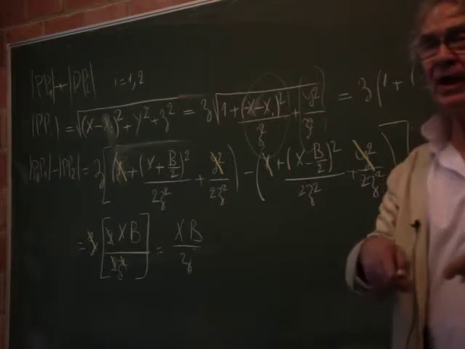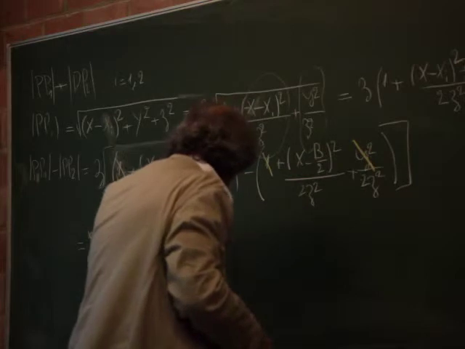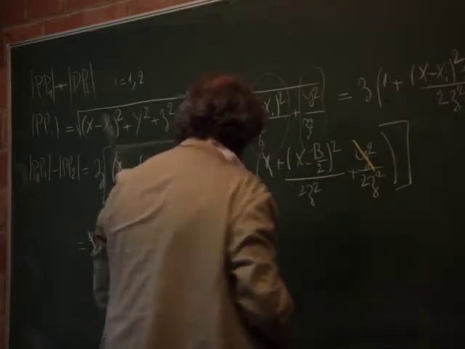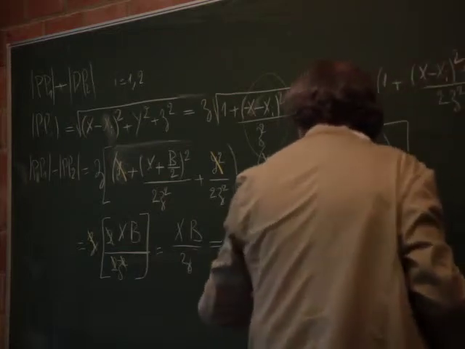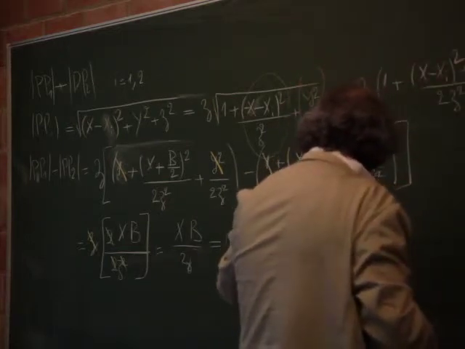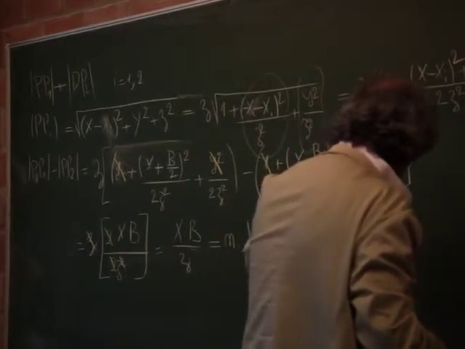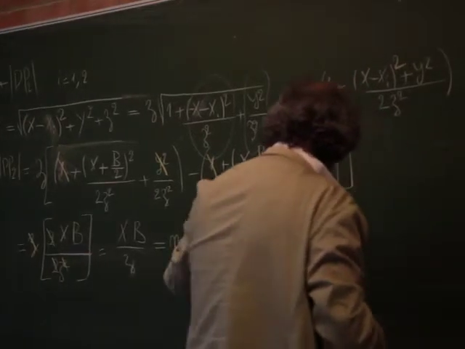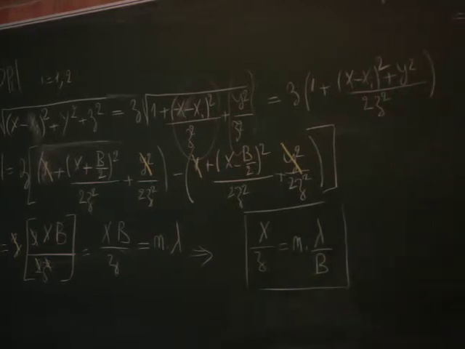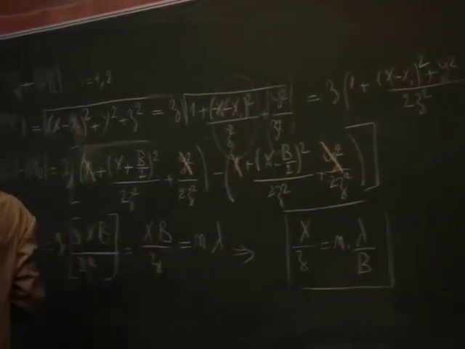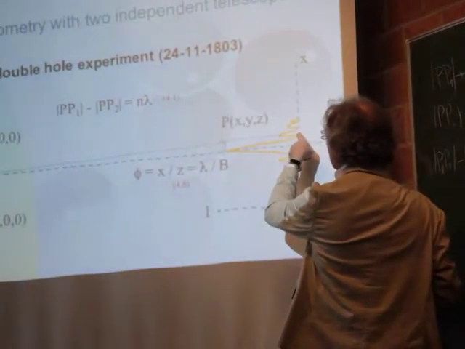And now if I'd like to get the points where I have a positive interference, I just said that this should be equal to an integer number times the wavelength. So what comes out is that x over z is equal to n times lambda over b. Now, it means that I'm just looking here in the observer plane somewhere, for instance here. So this is the x value, you see here.